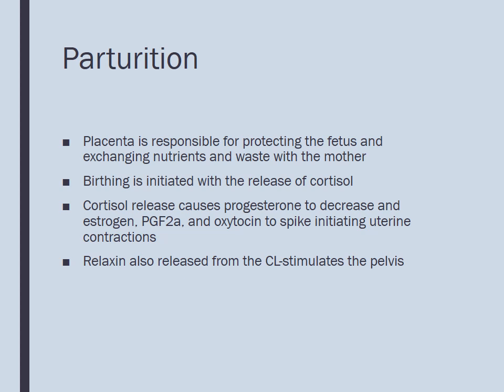Let's fast forward all the way to what we call parturition, which is the birthing process. The placenta is responsible for maintaining that fetus and protecting it, exchanging nutrients and waste with the mother. And then birth is initiated with the release of a hormone called cortisol. So again, we're adding to our list of hormone things here. Cortisol causes progesterone to decrease, estrogen to decrease, prostaglandin to spike, and especially oxytocin to spike, and that initiates some of the uterine contractions that begin the expulsion of the fetus.